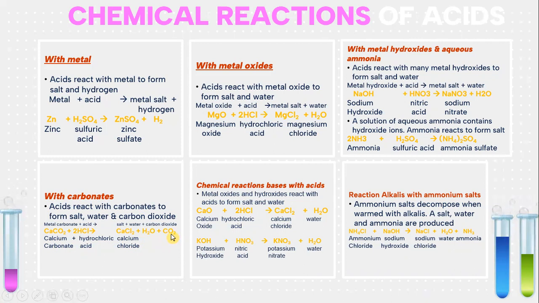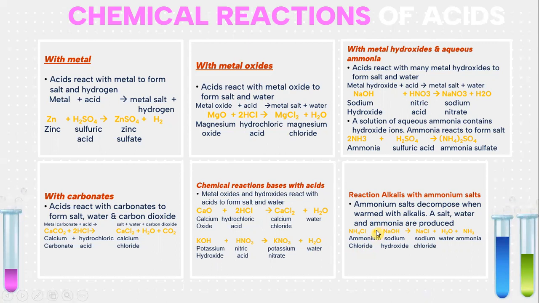And when bases react with acid, what will happen? Metal oxide and hydroxide react with acid to form salt and water. The first example given here is calcium oxide, reacting with 2HCl, hydrochloric acid, to form calcium chloride, CaCl2, plus water, H2O. The second example is potassium hydroxide, KOH, plus nitric acid, HNO3, to form potassium nitrate, KNO3, plus H2O, water.